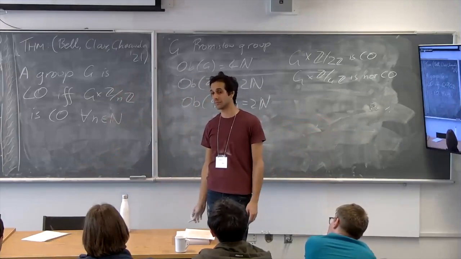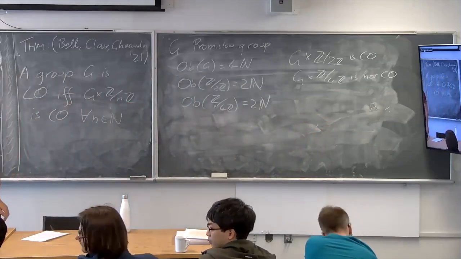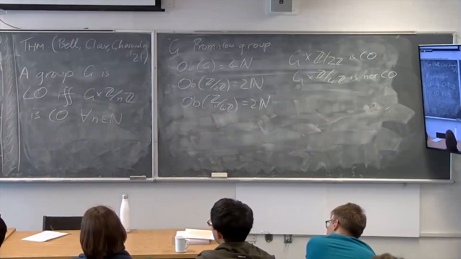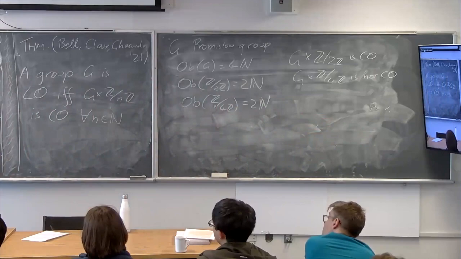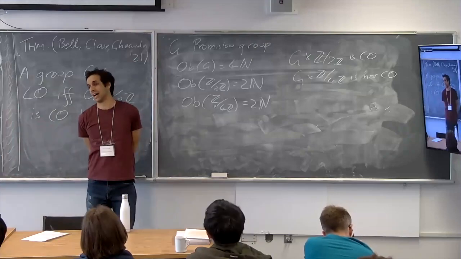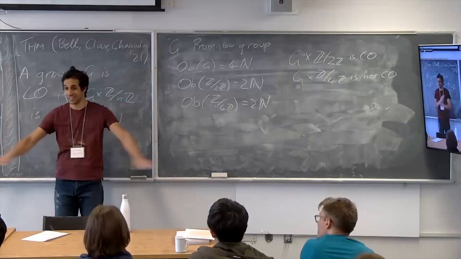Does the obstruction spectrum tell you what quotients of a group might be LO? What quotients might be LO? I don't know. I doubt it. Like, does the fact that OB of Promislow is 4N tell you anything? I wouldn't know how to approach something like that. All right, let's go.